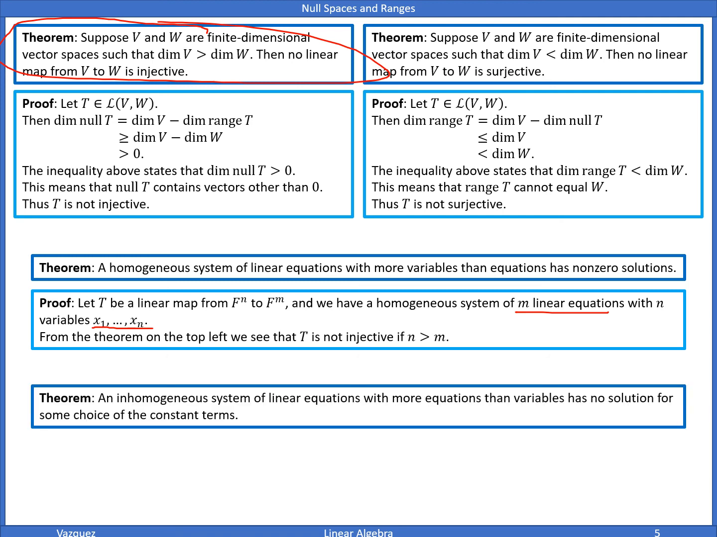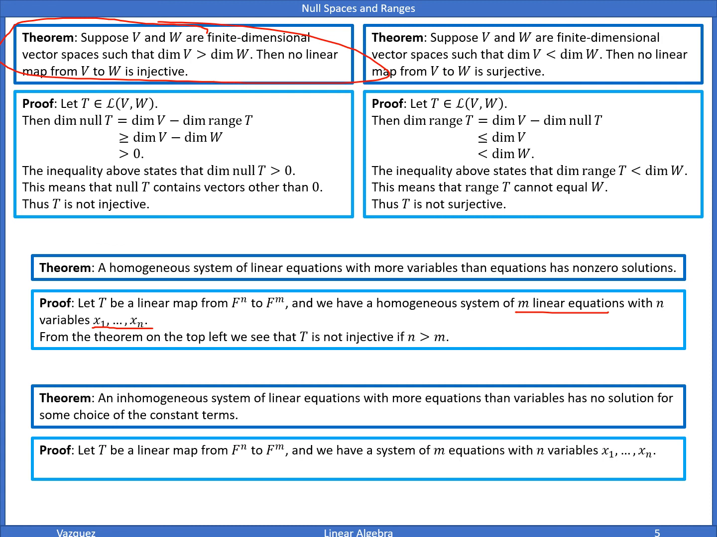Similar thing: an inhomogeneous system, where the right-hand sides don't equal 0 anymore, of linear equations with more equations than variables has no solution for some choice of the constant terms. So, a similar proof. Let T be a linear map from F^n to F^m. We have a system of m equations with n variables, but now m is greater than n. And the theorem on the top right tells us that T can't be surjective if that is the case. Therefore, the theorem holds.